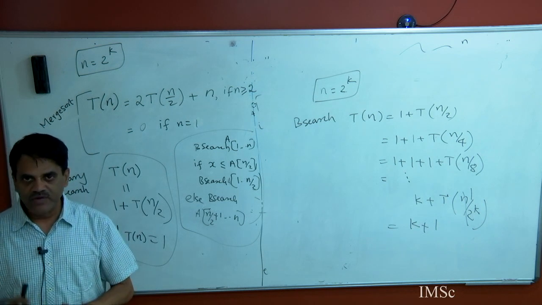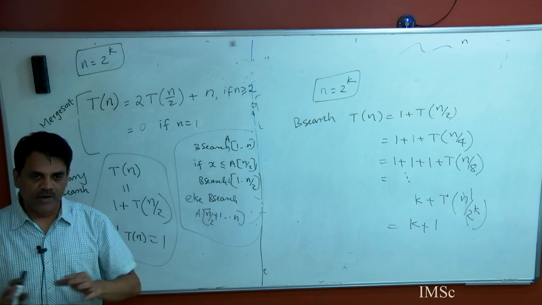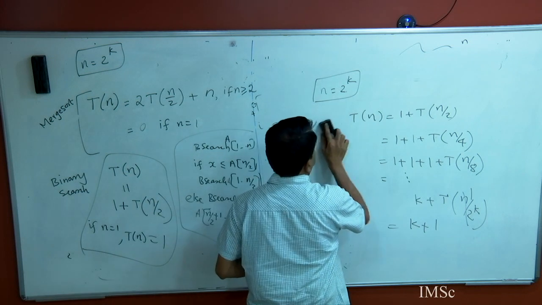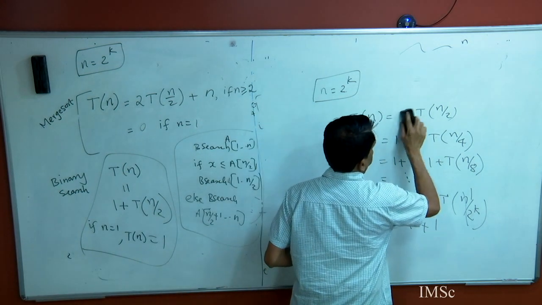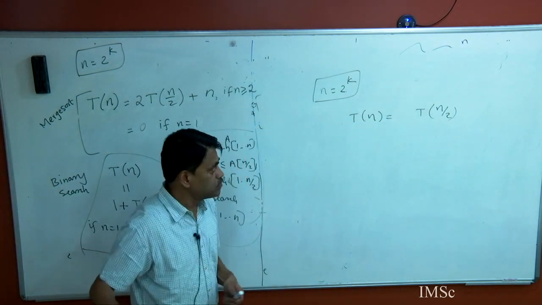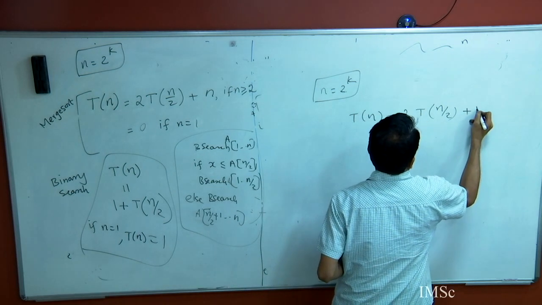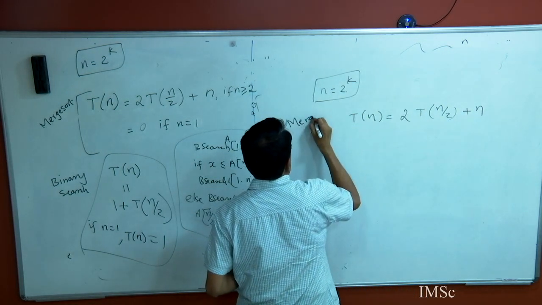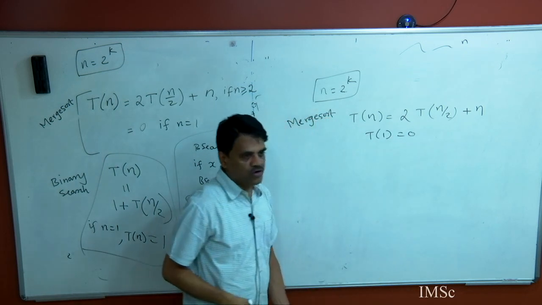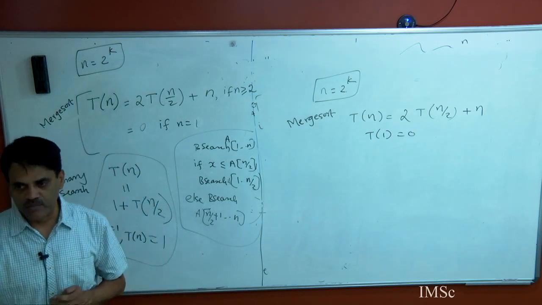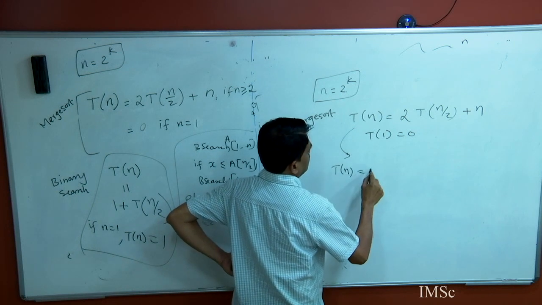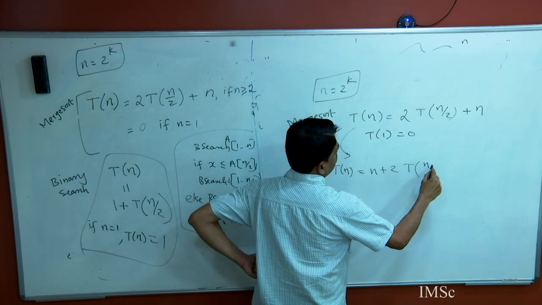Okay. I still have to deal with the case, what if n is not a power of 2? Well, we will come to that next time, but let us do something for merge sort. Where you have T of 1 is 0, because if there is one element, you do not need to do anything to sort that element, right. So, you can write this as T of n is n plus 2 times T of n by 2.